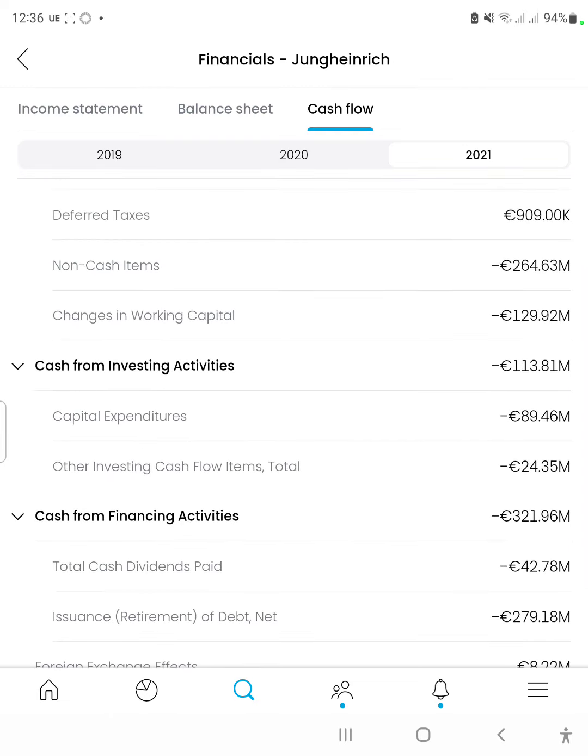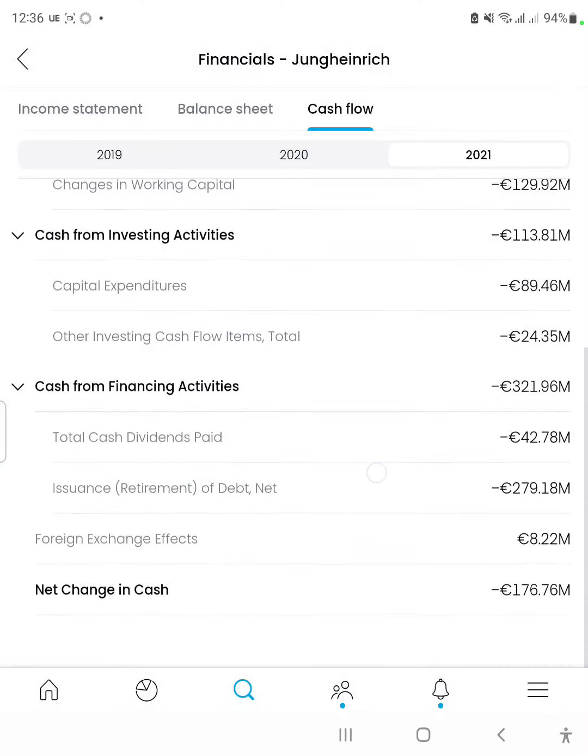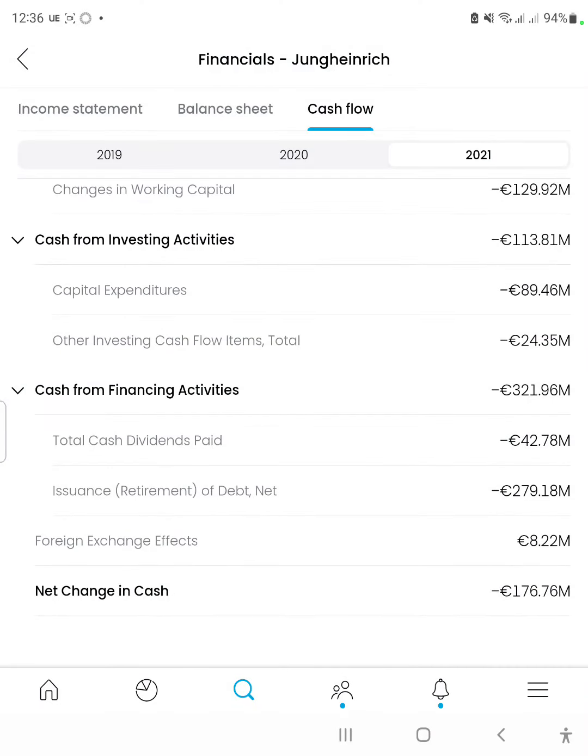And of course, we usually see a negative figure with the investing activities. It shows what the company invested in, not specifically, but just generally. And 89 million euros was spent on capital expenditures, and the rest, 24 million, was spent on other investing cash flows. The last is cash flow from financing activities, which of course usually is negative as well. It's 321 million euros. It shows how much the company paid out in dividends, how well it's managing its debt, and also whether or not it bought back any stock.